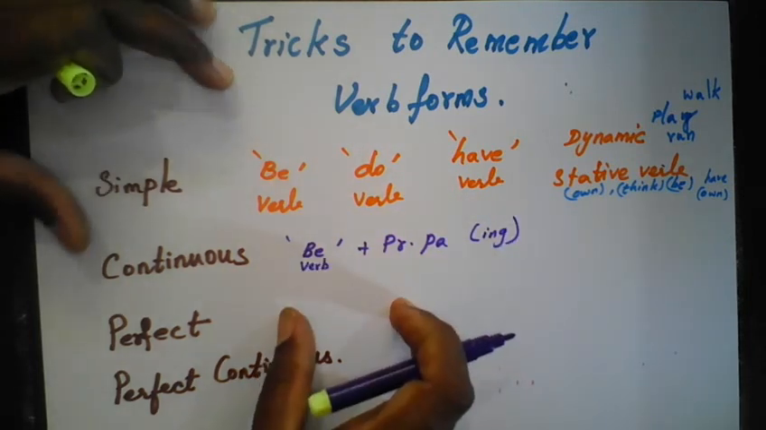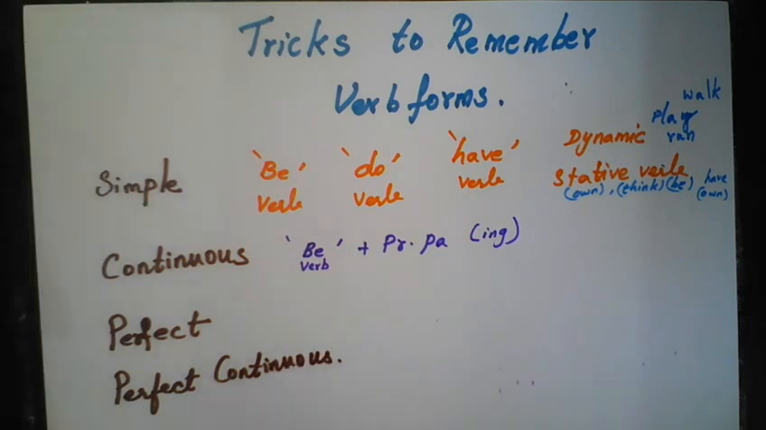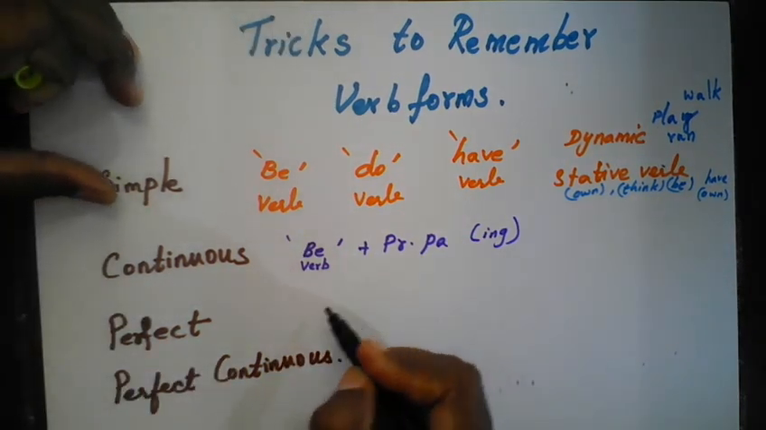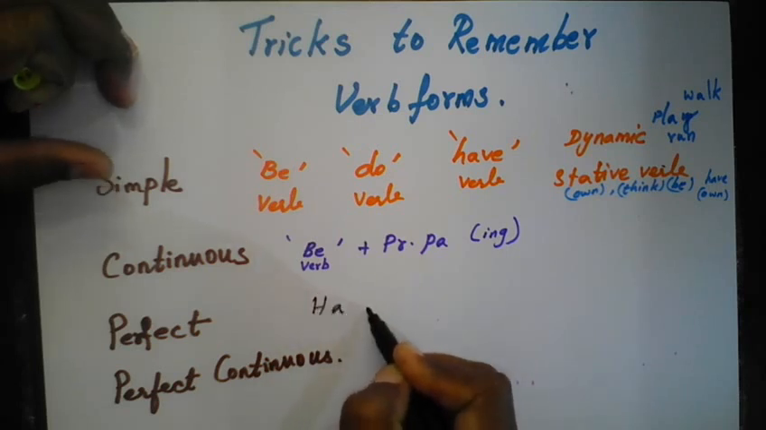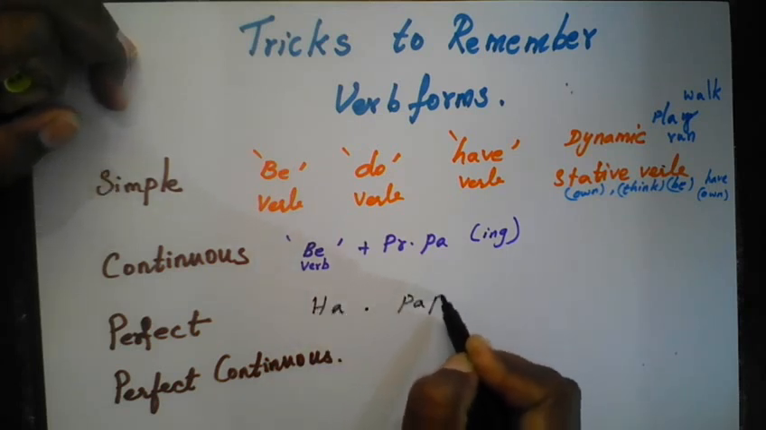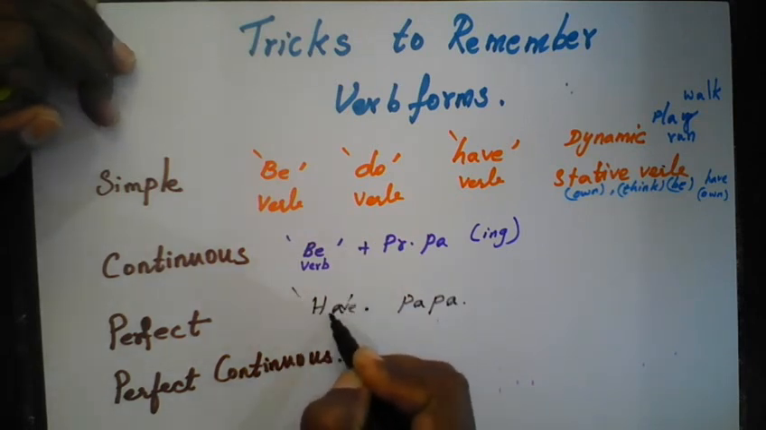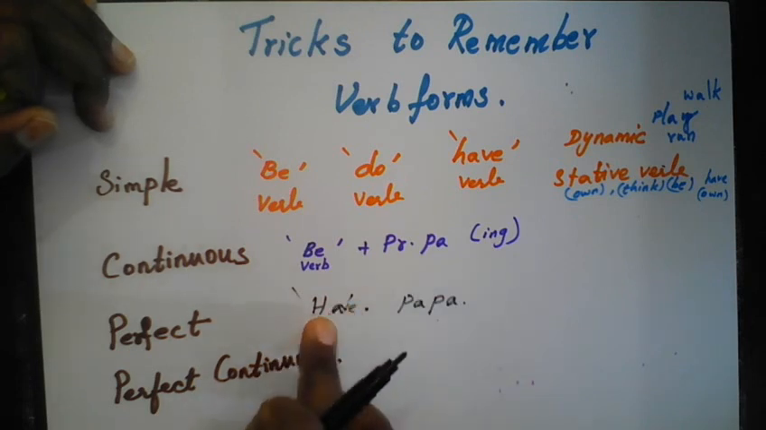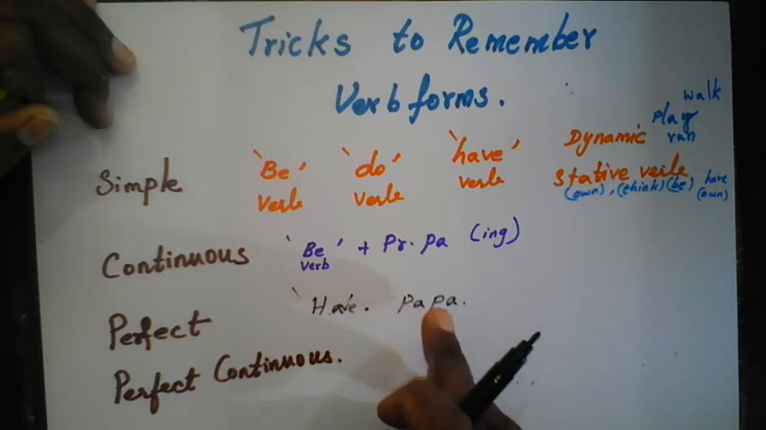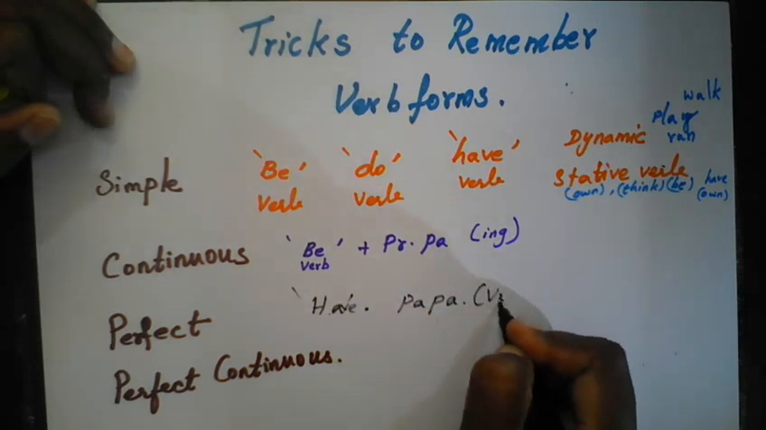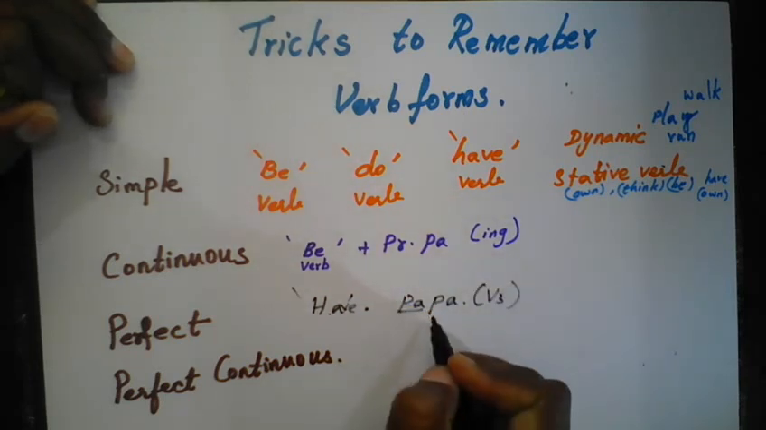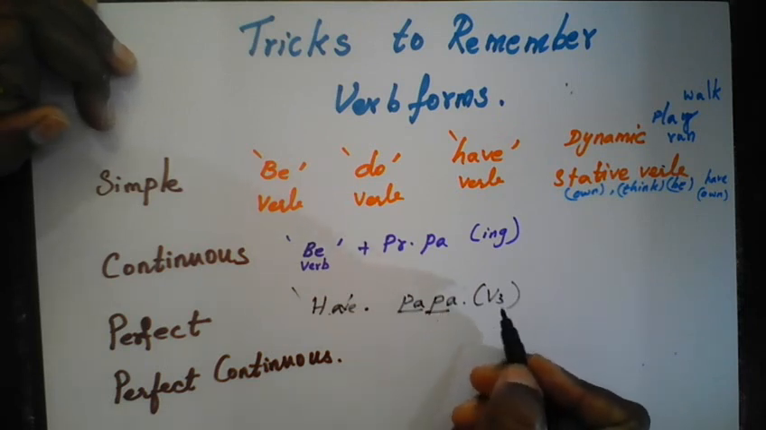Next come to perfect, right? If it is a perfect, what we should have is have verb plus past participle. Have verb plus past participle, which means happy Papa. In short I have told you, right? Have for have and have for happy, right? So happy Papa, Papa which means the verb 3 form. Past participle, pa for past and pa for participle, verb 3 form.